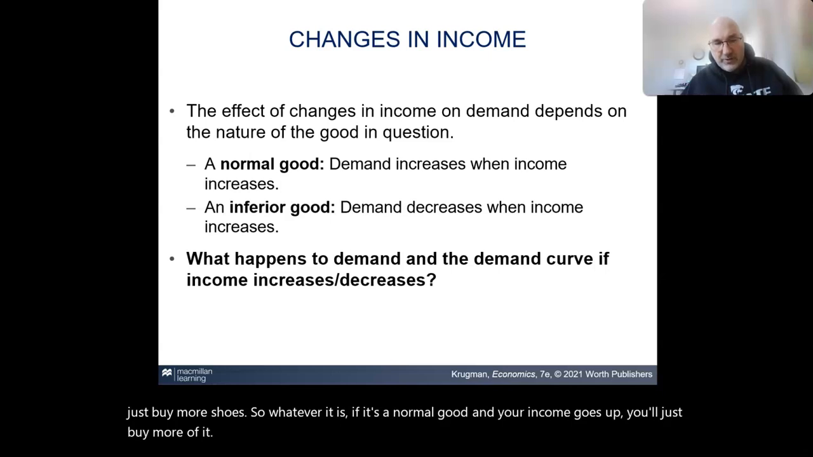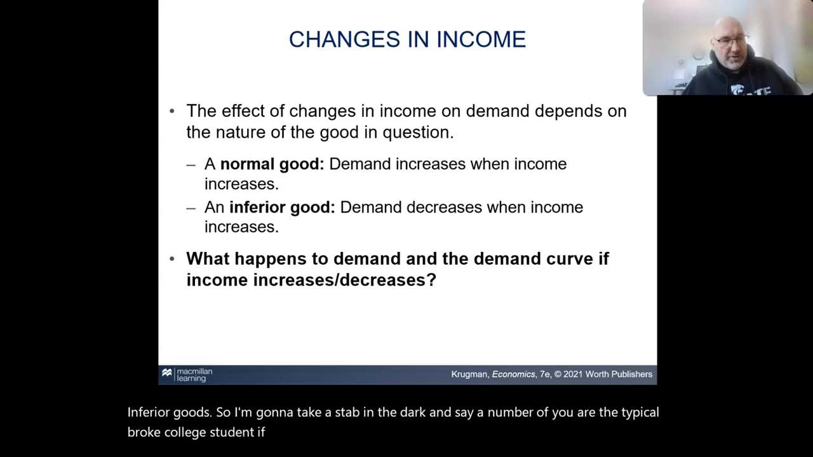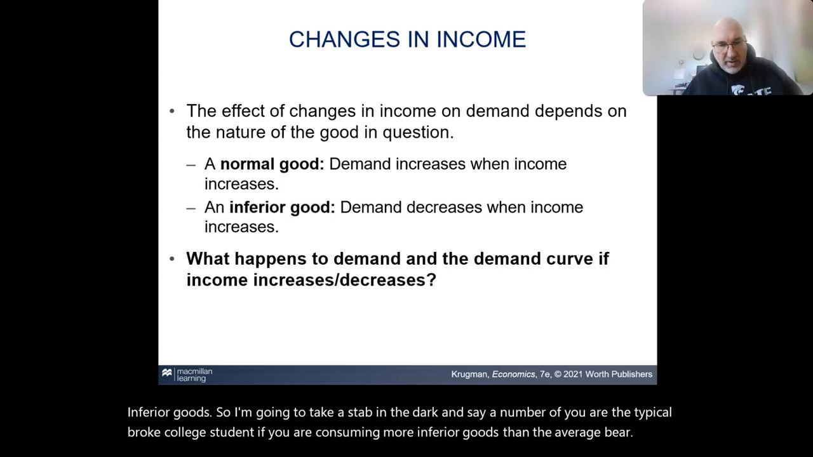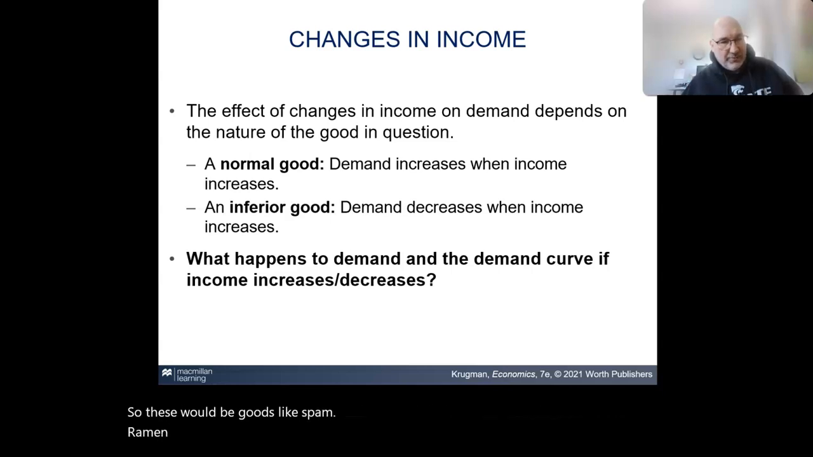Inferior goods. I'm going to take a stab in the dark and say a number of you are the typical broke college student, consuming more inferior goods than the average bear. These would be goods like Spam, ramen noodles, secondhand clothes. For these, demand decreases as income increases.